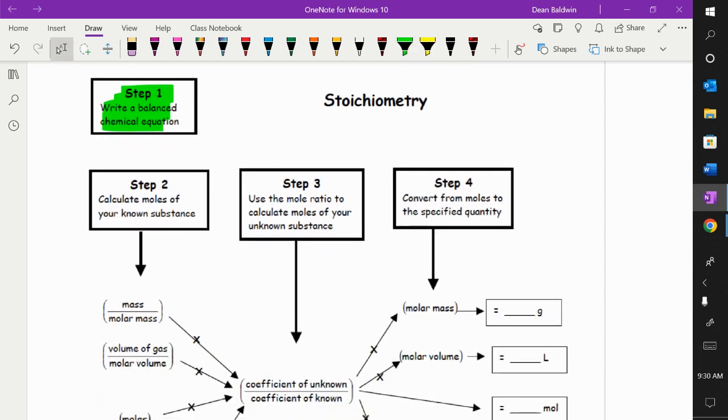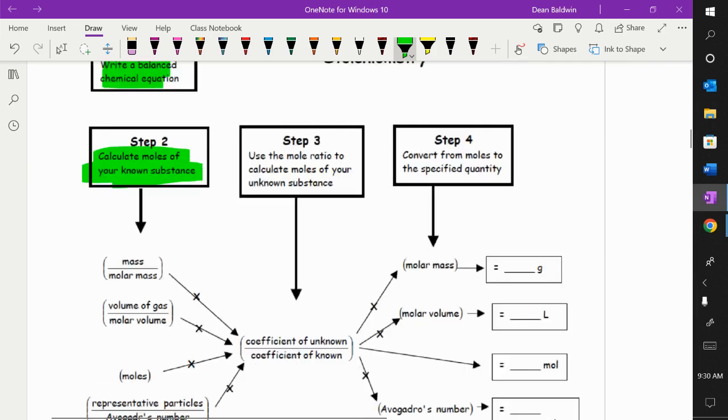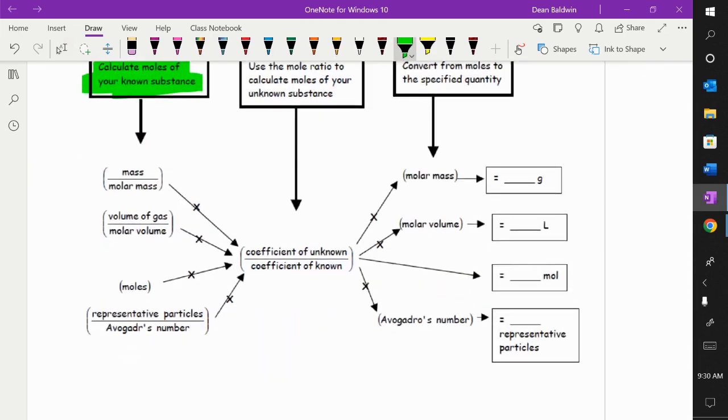Okay, so first one, balance the equation. Second step is you need to know moles. Everything is going to be moles. So that's where we're going to use our molar mass. If you're given grams, you're going to use molar mass, which is the thing you calculate from the periodic table. If you're given volume of gas, you're going to use the molar volume, that's 22.4 liters because we're talking about gases.